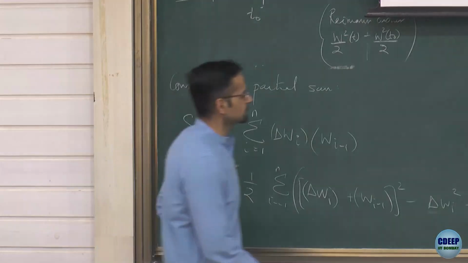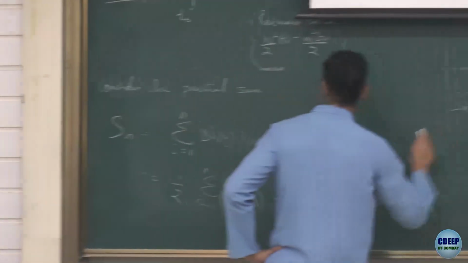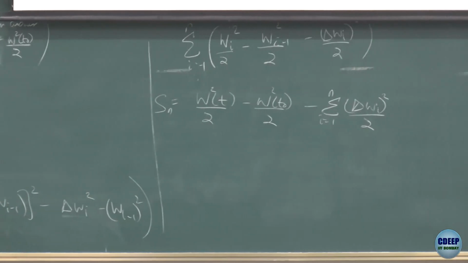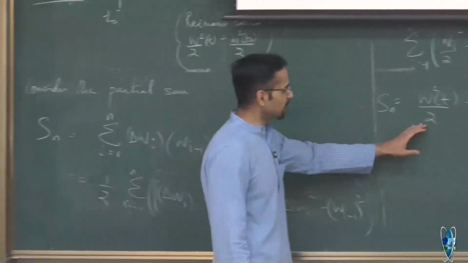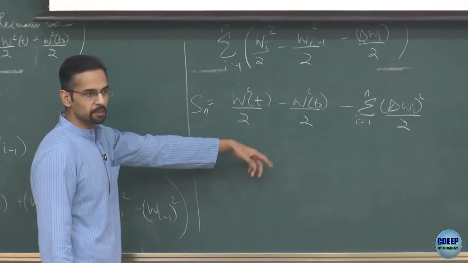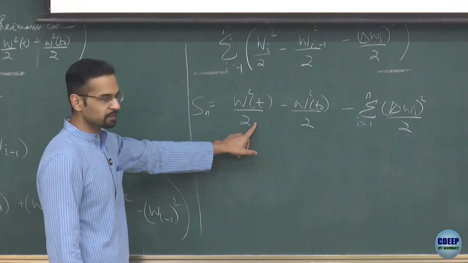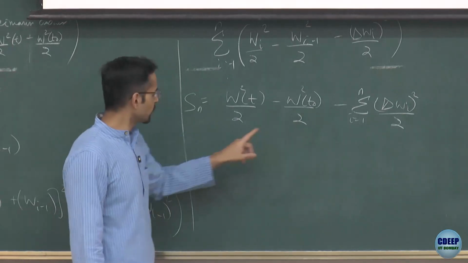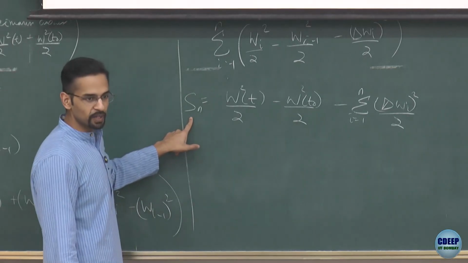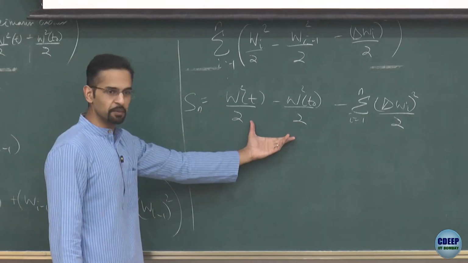So this is Sn. I've not done anything yet. I started with the partial sum, which is the discretization of that integral, and I was able to manipulate it and finally get that there are two parts of the partial sum that are independent of n: W at t squared minus W at t naught squared by 2. So if I take the mean square limit of n going to infinity, this will not change. So this is definitely part of the answer.